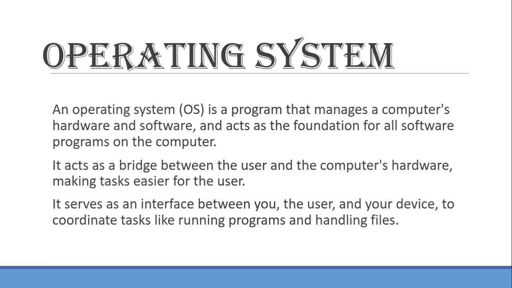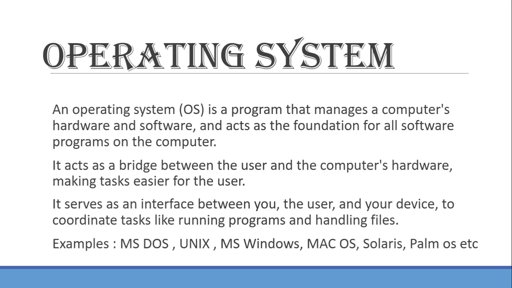And why do we need an interface? As you know, we are humans, and when we are dealing with machines, we don't know their language, they don't know our language. So how is it possible for us to communicate, right, to interact? So operating systems serve as an interface between the user and the device to get the task done. And we can take some examples: MS-DOS, that is Microsoft Disk Operating System, Unix, Microsoft Windows, Mac, that is Macintosh Operating System, Solaris, Palm Operating System.